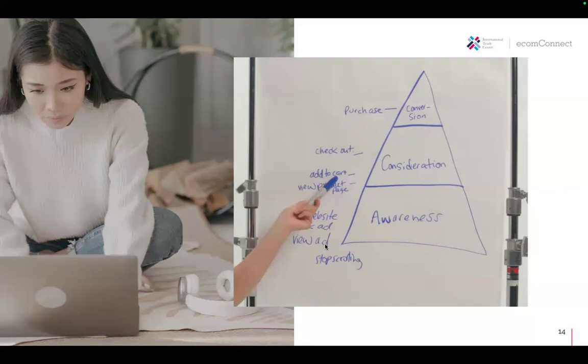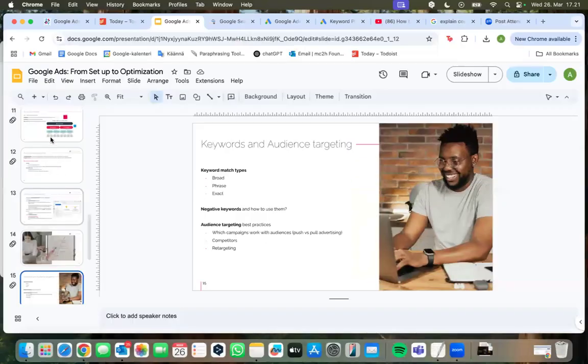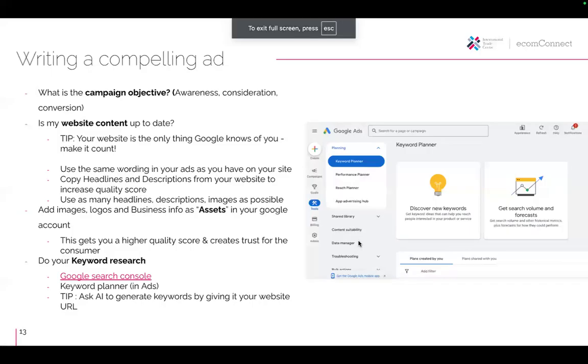So I think the first thing in writing a compelling ad is thinking about this. Who are you targeting and at what point of this pyramid are they in? So, to go back to the slide we were on previously. Yes, we've talked about what the campaign objective is, and what stage you are on.